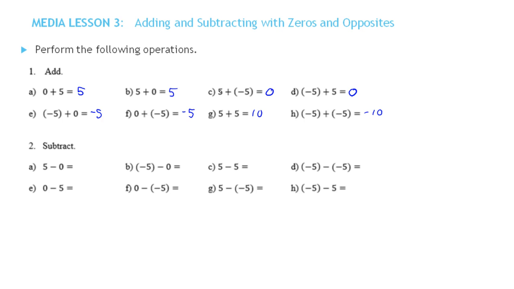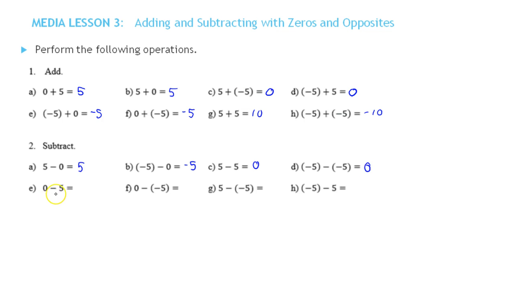Now let's look at subtraction. So if we have a number and we subtract 0, we get back the number. Negative 5 minus 0, well, we get back the number negative 5. A number minus itself, so 5 minus 5 gives us 0. A number minus itself, negative 5 minus negative 5 gives us 0.